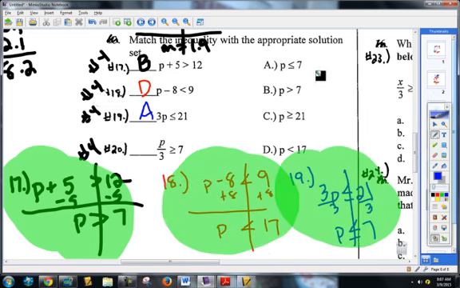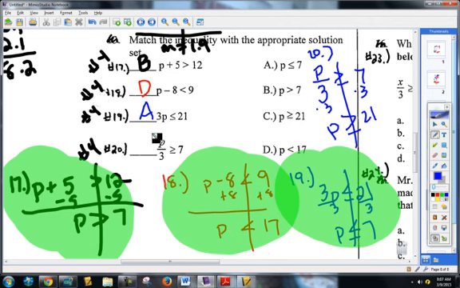And finally, number 20 is P divided by 3 is greater than or equal to 7. Okay, so I'm going to multiply 3 to both sides. I learned that P is greater than or equal to 21. Okay, and then that would be letter C. Okay? Does everybody understand the work that I'm requiring? You had to do that in order to be able to solve them. Okay?